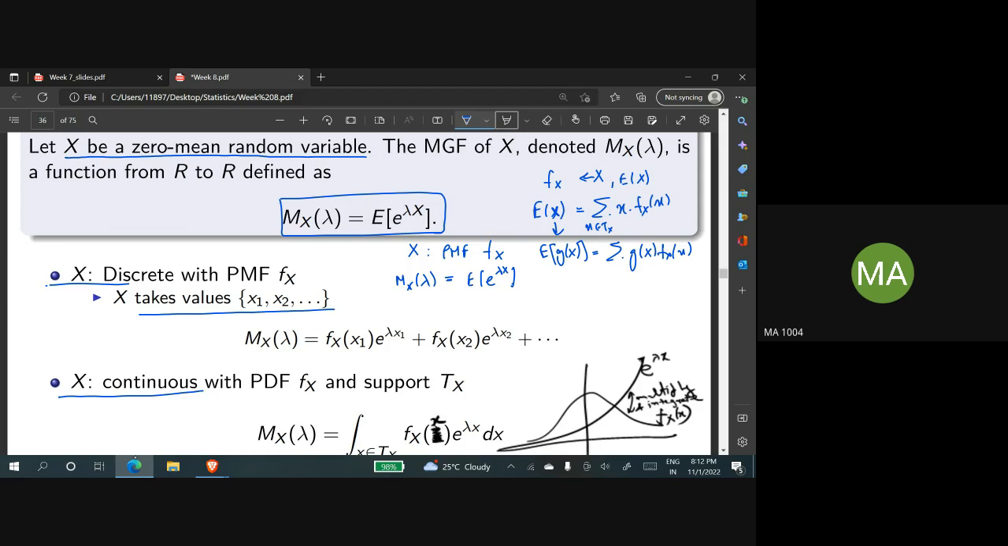Again, if you look over here, you have a random variable x and it has a PMF fx of x. Now we have a function of the random variable, g of x, defined as e to the power lambda x. So it is just a function of x. To find the expected value of a function of x, you do the sum over e to the power lambda x into fx of x, where x belongs to t of x. So you will write fx of x1 times e to the power lambda x1 plus fx of x2 times e to the power lambda x2 and so on. This will be your mx of lambda.